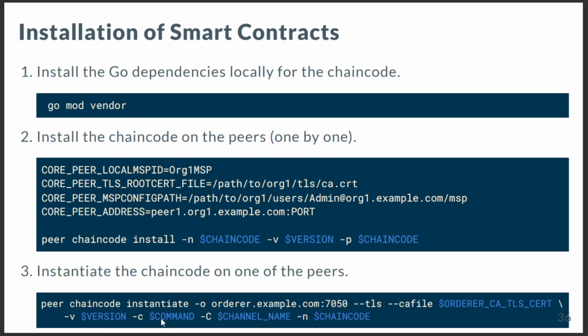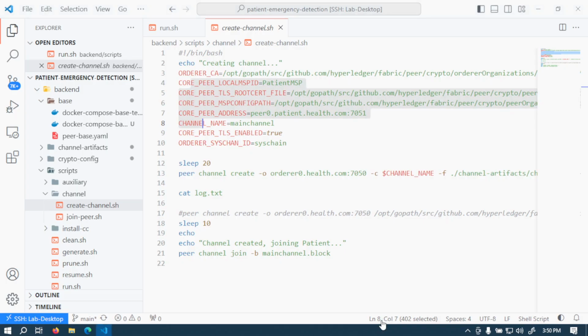The command means the command for the constructor. So what command to use for instantiating the smart contract? Dash C channel name and dash N chain code name. So this is also here.